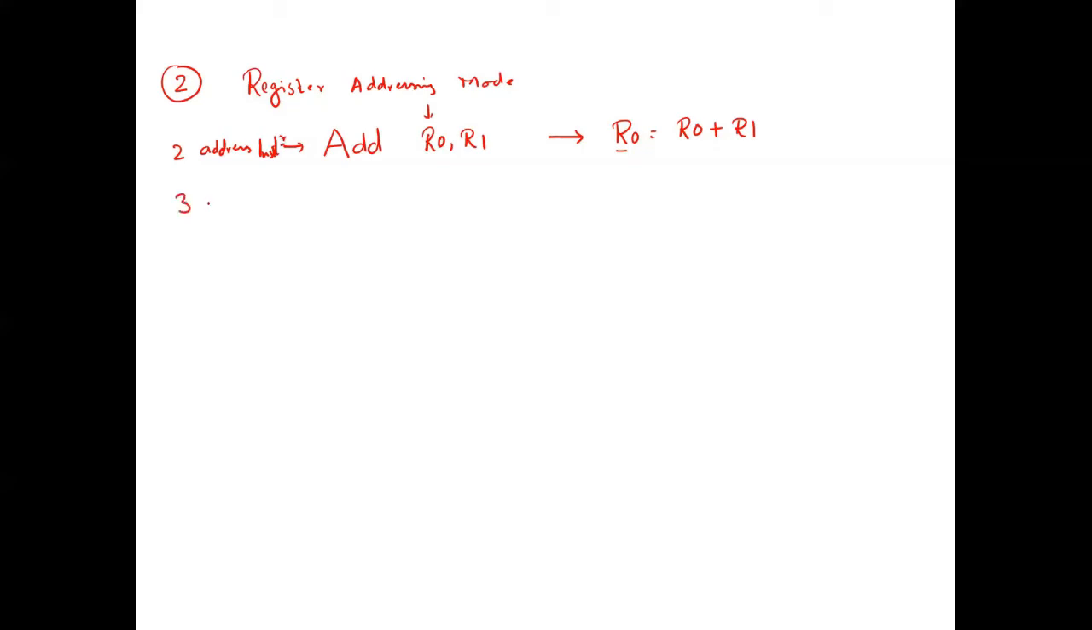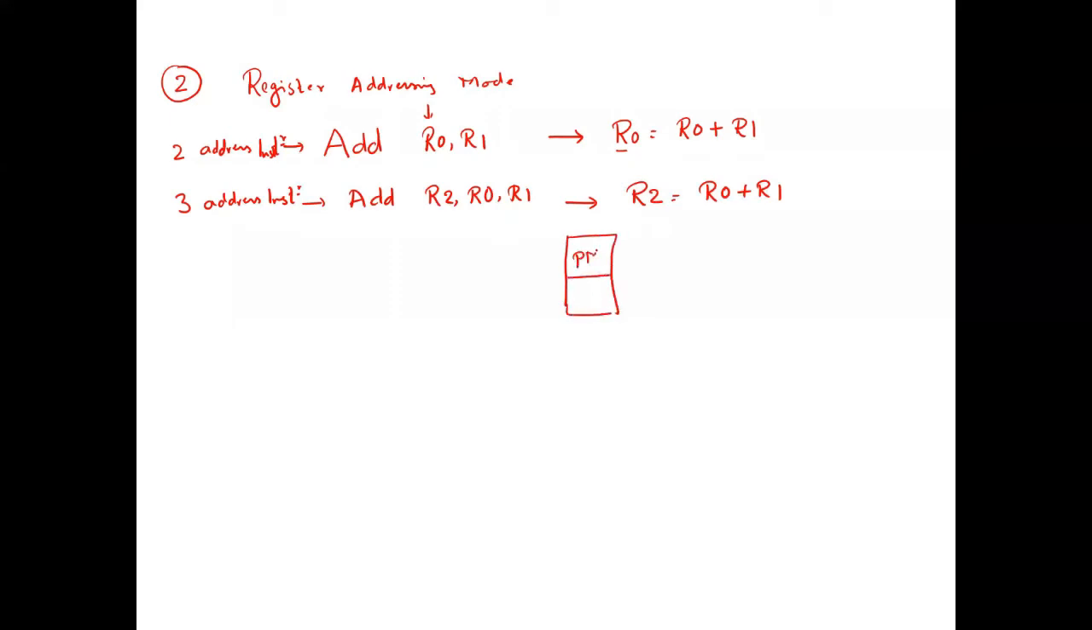And if I am going to write the three address instruction format, how am I supposed to write it? Add something like this, R2 comma R0 comma R1. The description of such an instruction is that it is going to add the content of R0 and R1 and store it in R2. Now, this instruction is again available in the program memory. So I will write here, PM means program memory and DM is data memory. And here we have a processor.